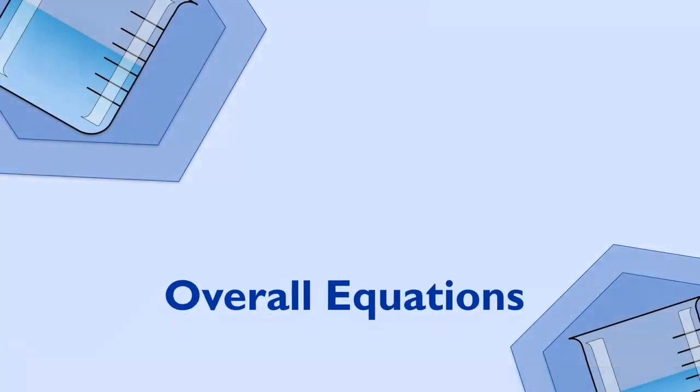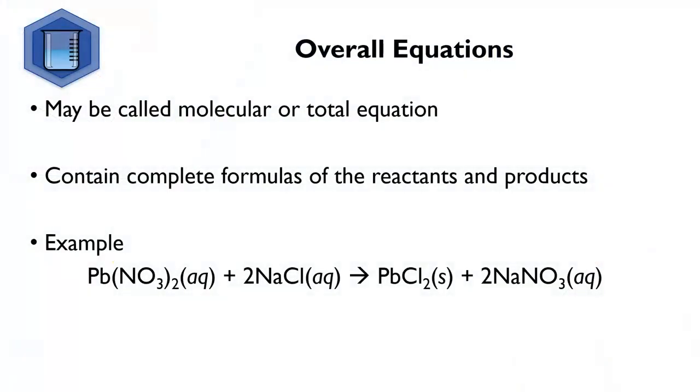Overall equations. A molecular reaction is one that simply shows the substances and phases involved in a chemical reaction and their stoichiometry. You may hear these reactions called the overall balanced chemical equation, the molecular reaction, or the total reaction or chemical reaction. When we talk about a balanced chemical reaction, we are referring to the molecular equation.